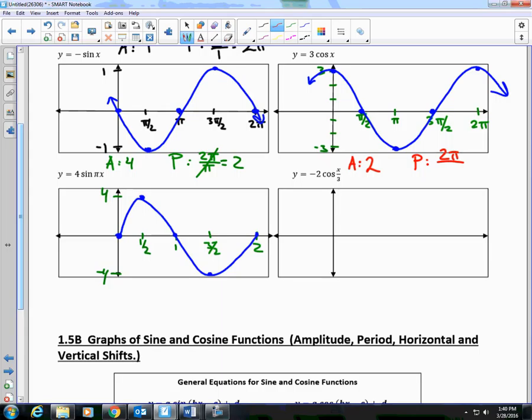Close. It's 1/3. You can rewrite x over 3 as 1/3 times x. Those are the same expressions. So therefore, the number in front of x is 1/3. So I have 2 pi divided by 1/3. Oh no, how do I divide by fractions? Instead of dividing by 1/3, I'll multiply by 3 and I get 6 pi.